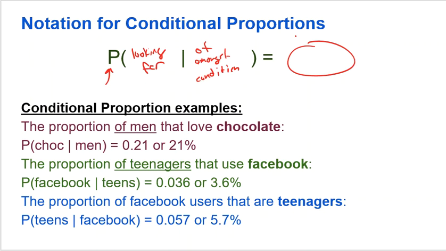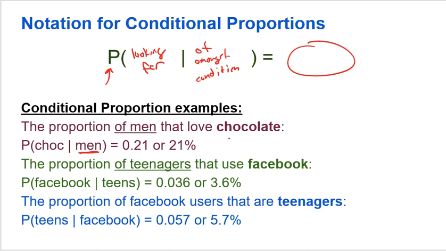But again, we're actually incorporating two things. Remember, conditional, two variables now we're incorporating. So in the back goes the condition or the "of" or the "amongst." In the front goes what you're looking for. So here I'm looking for the proportion of men that love chocolate. So "of men," meaning I'm conditioned. The condition is I'm only allowed to look at men. That goes in the back.